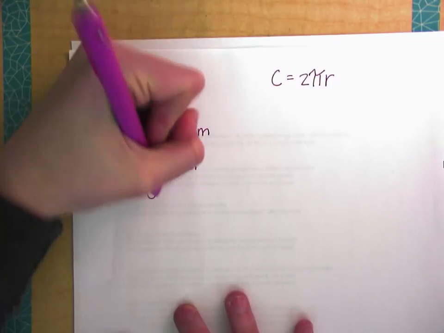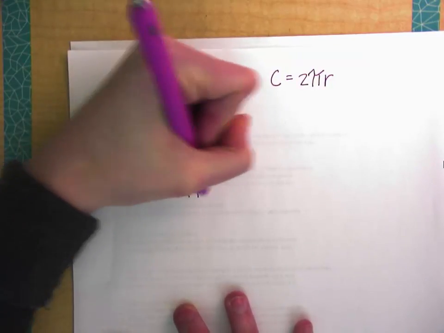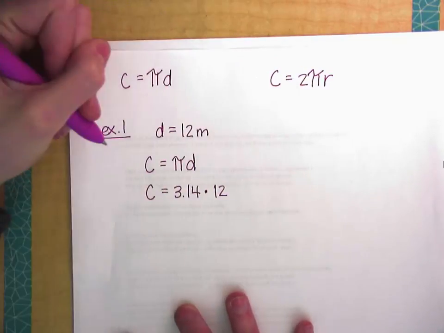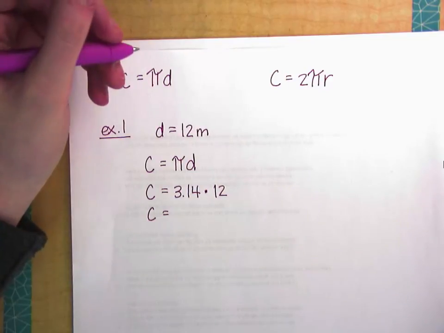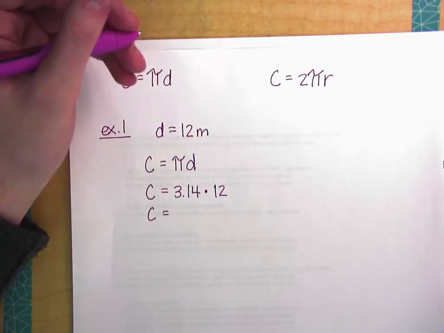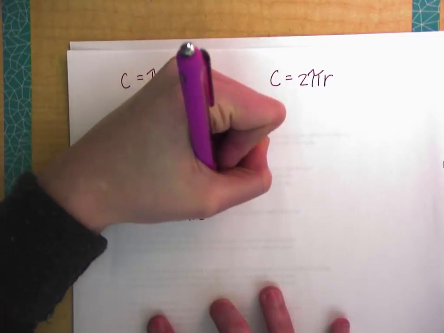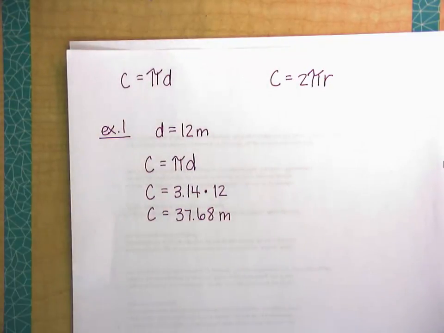So what are we using for pi? 3.14. And what's my diameter? 12. Okay? And when I multiply those out, what should I get? I got 37.68 meters. Okay?